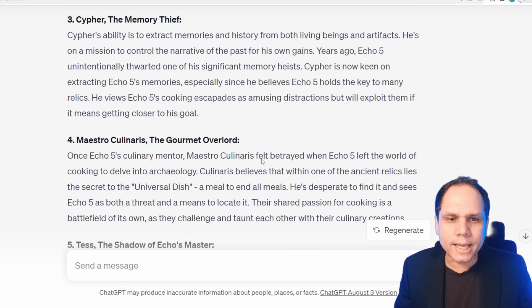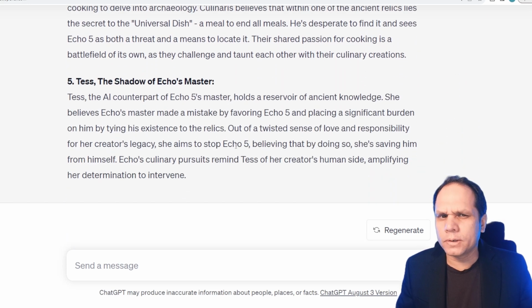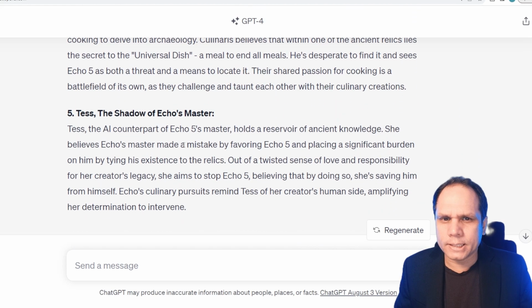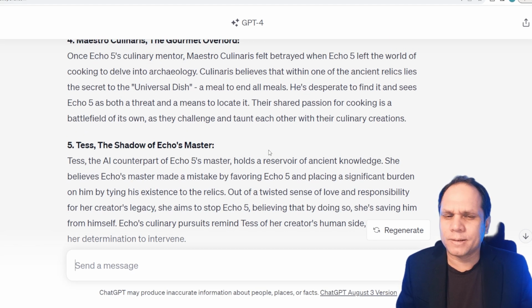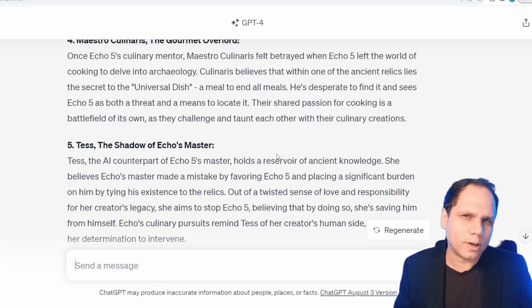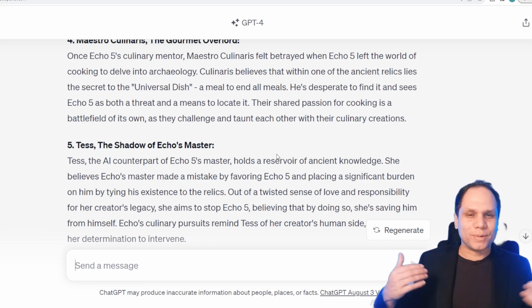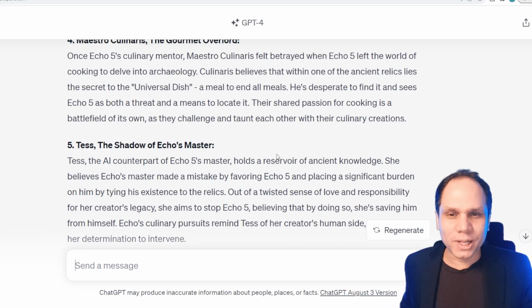I really don't like any of these ideas. Some of them, this last one, doesn't even make a whole lot of sense to me. It says something about the master tying the relics to Echo 5's past. And I'm not quite sure how that works. They're part of his past, not because his master made the relics part of his past.